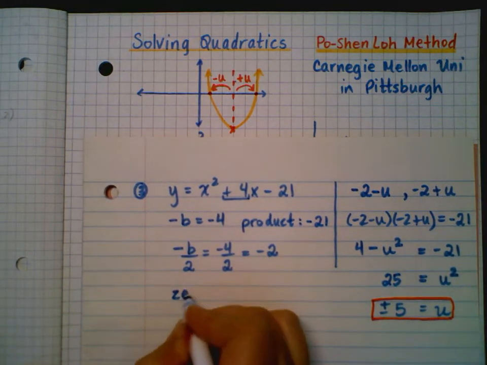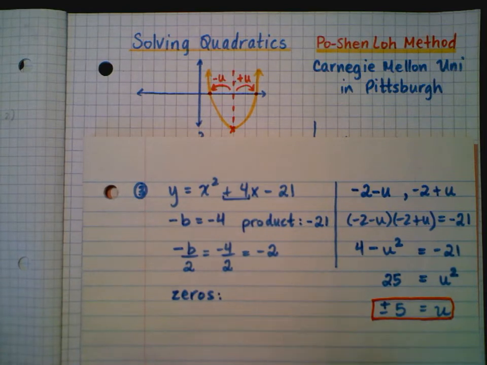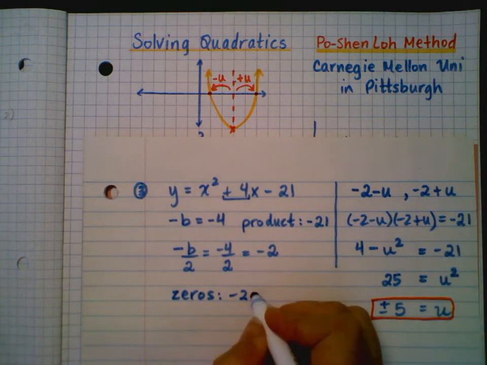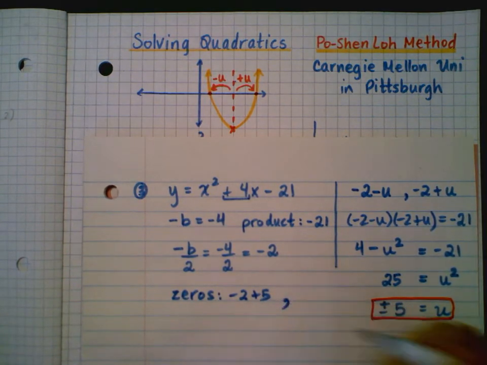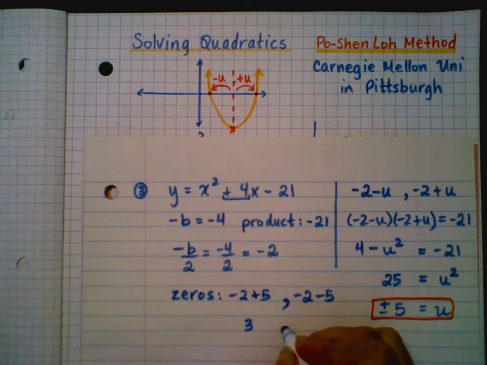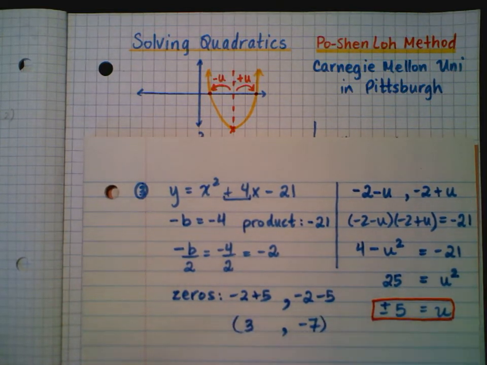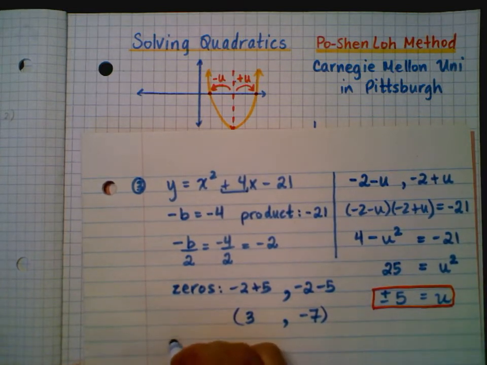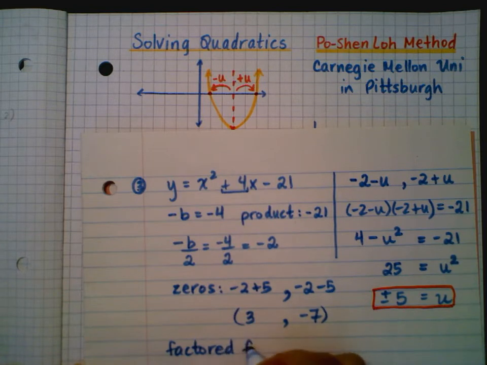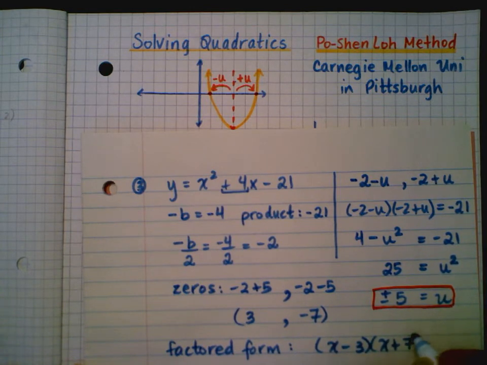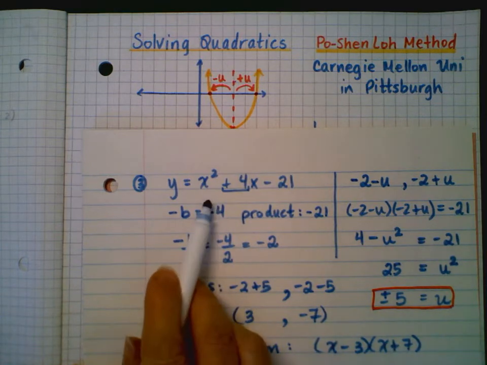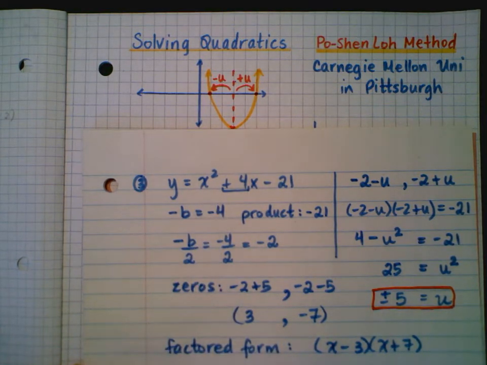So the zeros for this quadratic are going to be negative 2 plus 5, and there's another one at negative 2 minus 5. So that's 3 and negative 7. So if I was being asked to write the factored form of this quadratic, it will be x minus 3 times x plus 7. And you could test it out using distribution. You could do FOIL, if you've learned it that way, to verify that these two factors do indeed produce that original trinomial.